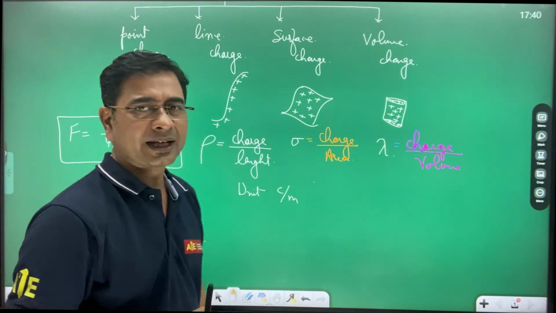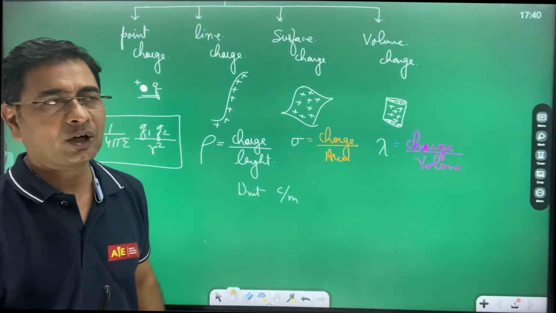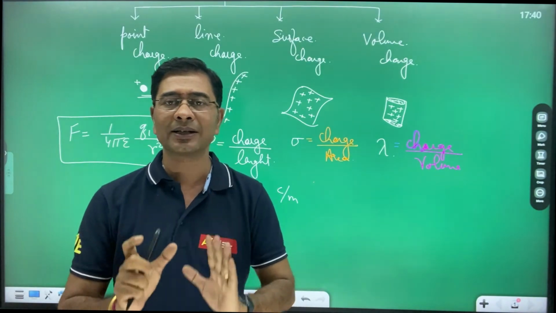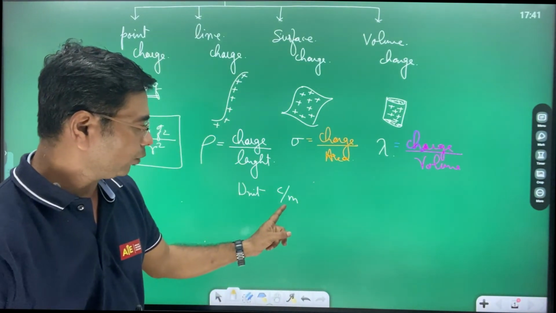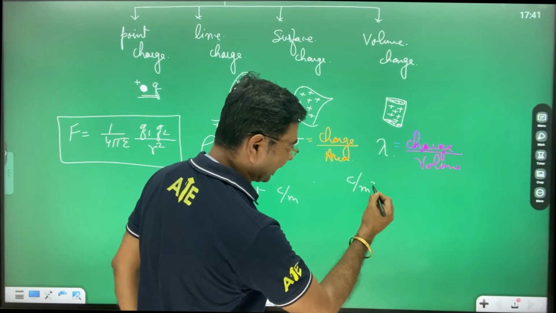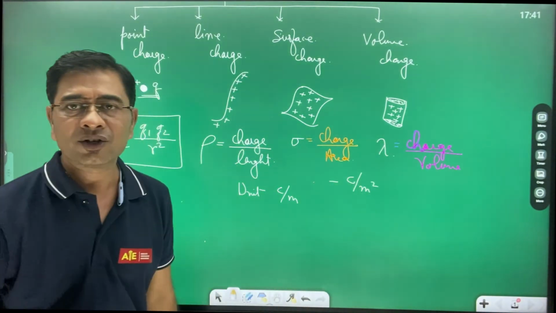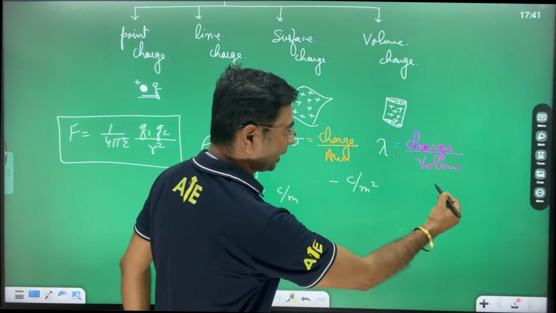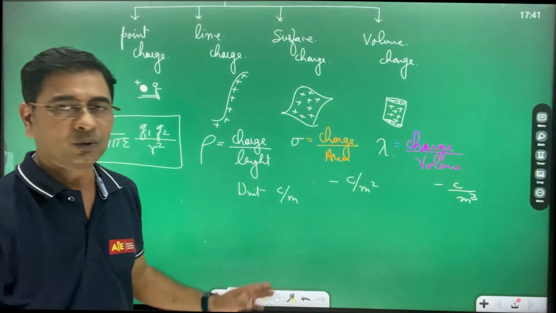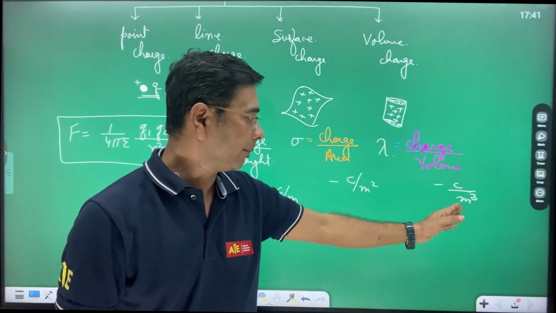So always in numericals, pay attention to the unit, see what the unit is, and by looking at that unit you can decide what this parameter is. If you look at this, you will find coulomb per meter. In this case you will have coulomb per meter square. Now look at the unit, it's area. So area is meter square, and if you come over here it is coulomb per meter cube, right? It's volume, cube. Coulomb per meter cube.